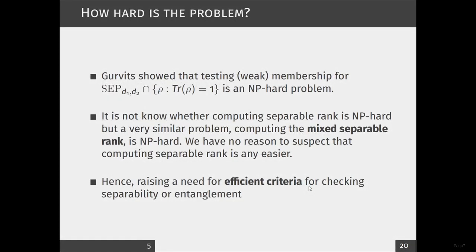All right, so if this problem is so old, why hasn't it been solved yet? Well, as you can suspect, it's pretty hard. So Gurvits showed that testing weak membership of a normalized SEP, normalized via trace, is an NP-hard problem. We do not know of a proof showing that separable rank is NP-hard, but a very similar problem called the mixed separable rank, we'll see this later, the details are not important at this stage, but that one, mixed separable rank, is NP hard. And we have no reason to suspect that computing the separable rank is any easier. So since we have a hard problem to compute, we need an efficient criteria to check separability and entanglement.